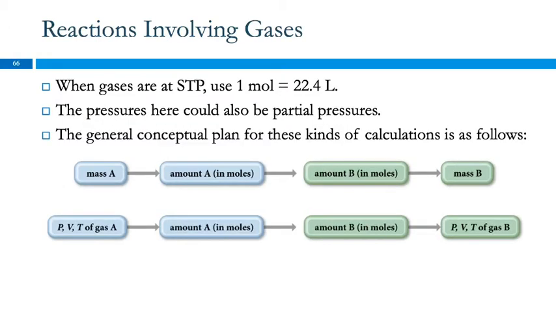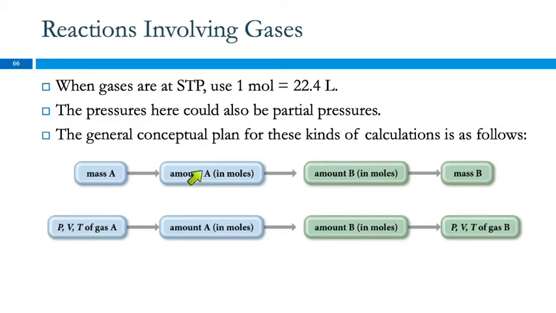So if the reaction is occurring at STP, things are much simpler, because then we can use 22.4 liters is equal to 1 mole of gas. And that ends up working just like a molar mass does for solids, except the extra convenient thing is it's the same number no matter what the gas is. So if you see STP, have a little celebration inside and use 22.4.